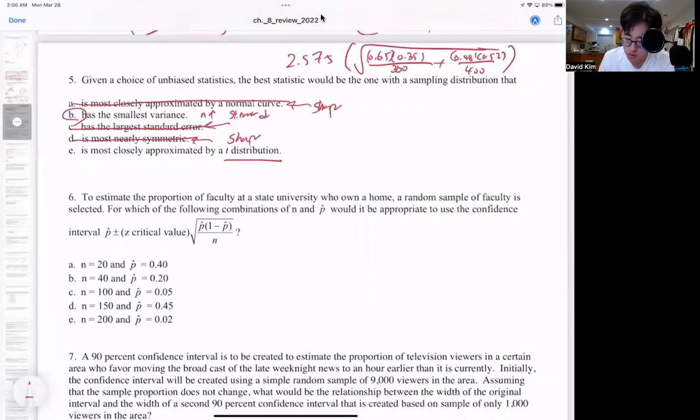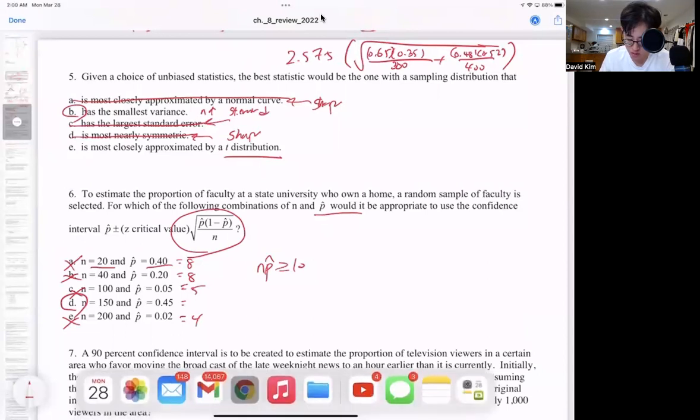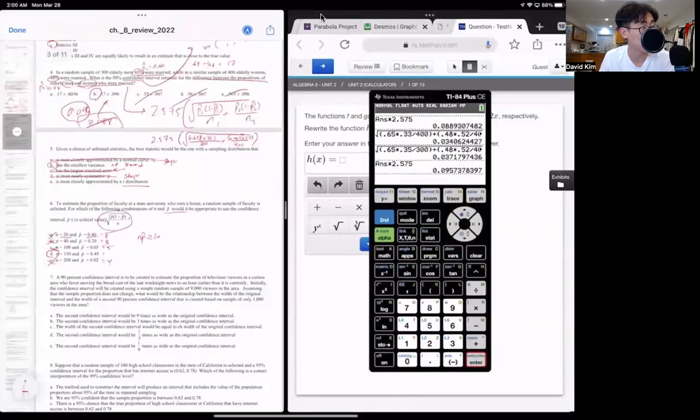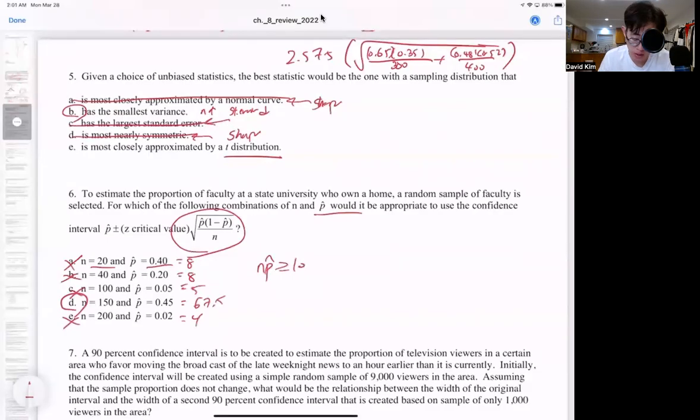Number 6, in order for us to use this, what combination of n and p? Remember, np has to be greater than or equal to 10. So let's take a look at these two. If you multiply them, you get 8, you get 8 again, so A and B are not the correct choice. This is 5, not working. This is 4, so D is the correct answer. This should give you approximately 70-ish or so? Just to check, 150 times 0.45. That'll be 67.5, I believe. Yeah, there we go. 67.5, obviously that works, bigger than 10.